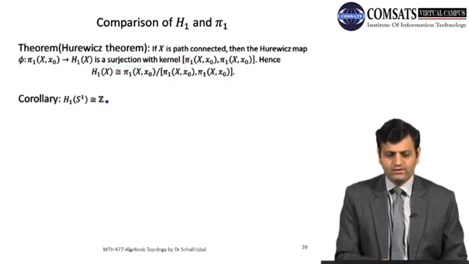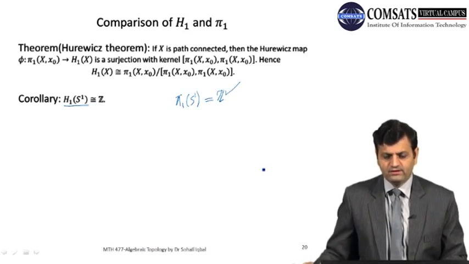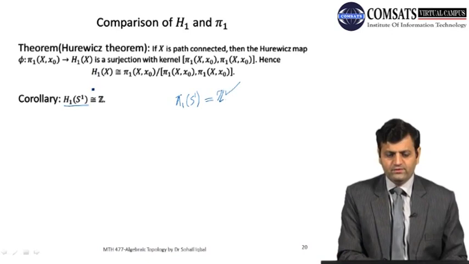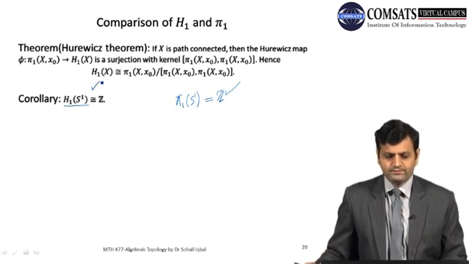As a little corollary, we can say that H1 of S1 is isomorphic to Z, because we know that the fundamental group of S1 is Z, and this Z is abelian. So as I said earlier, in case the fundamental group is abelian, then this is exactly equal to the first homology of the space.